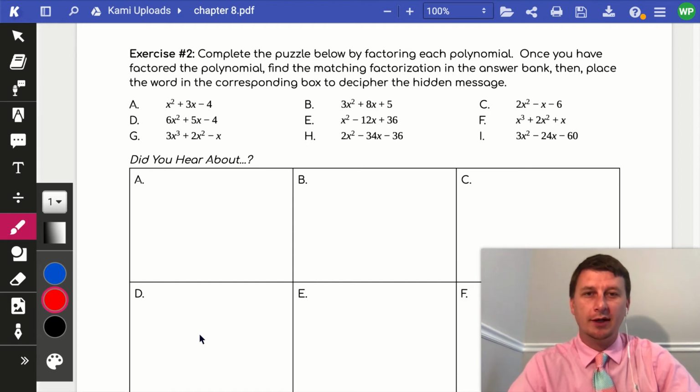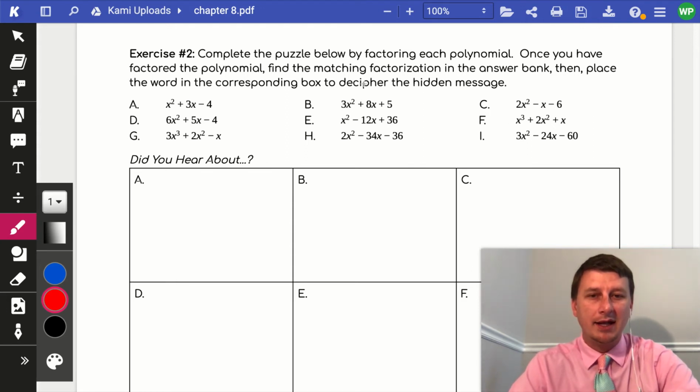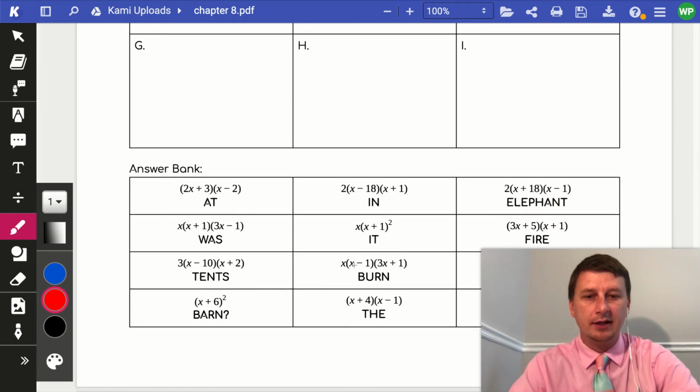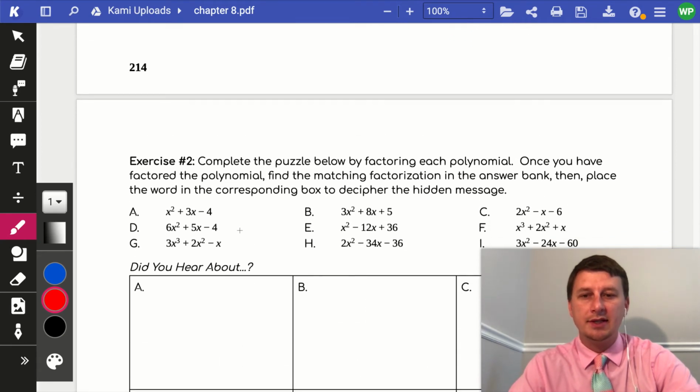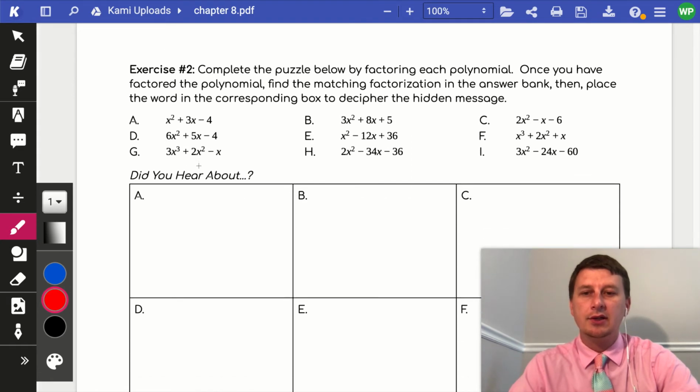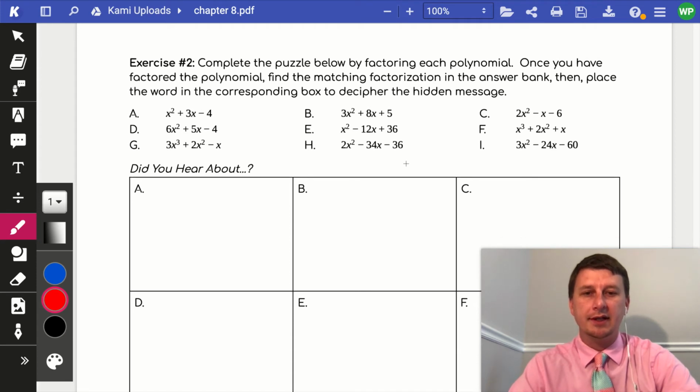Algebra 1. And in this video we're going to be taking a look at our final exercise in this entire chapter, which is a puzzle to sum up this entire unit. And it says, complete the puzzle below by factoring each polynomial. Once you have factored the polynomial, find the matching factorization in the answer bank. Okay, down here, here's our answer bank. And then place the word in the corresponding box to decipher the hidden message. So it starts, "Did you hear about," and we have to figure out what the rest of this message is.